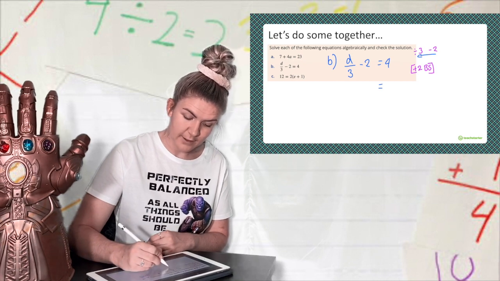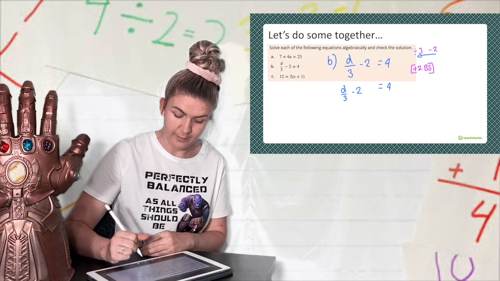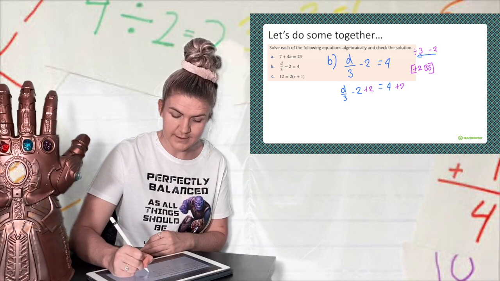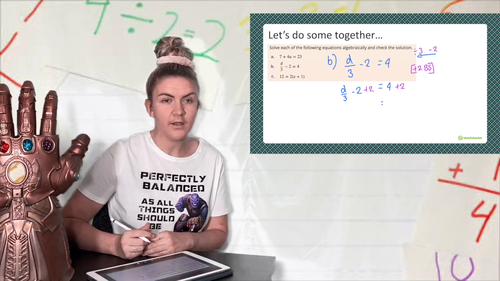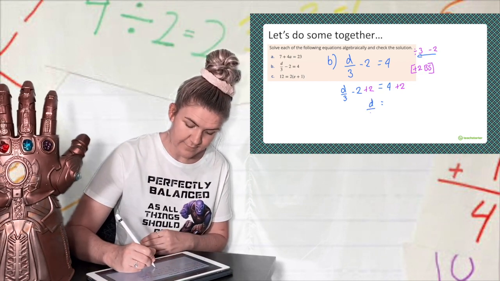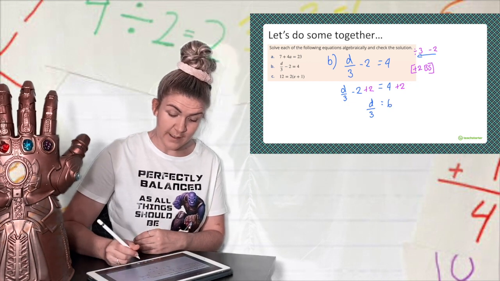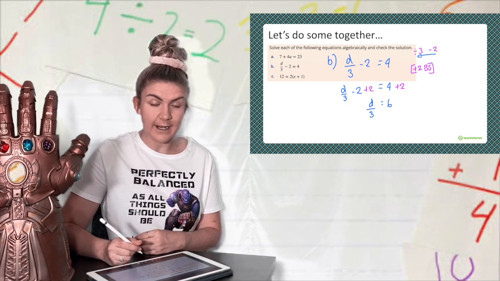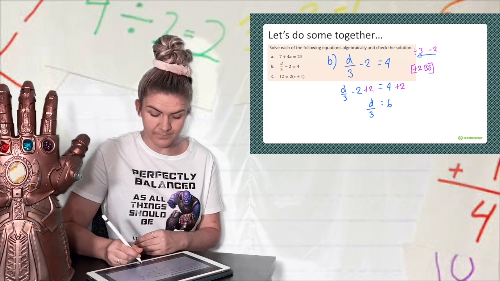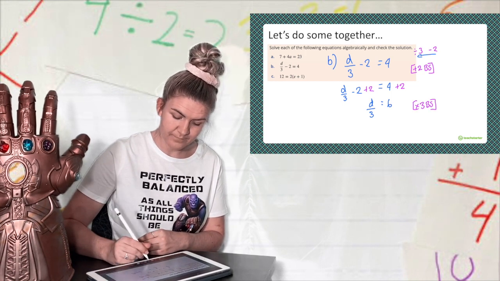I'm going to write out the equation, and I'm going to add in my new operation, plus 2, plus 2. Take 2 plus 2 cancels, so all I have left is d divided by 3, and 4 plus 2 is 6. So now I've gotten rid of the take 2, now I need to get rid of the divide by 3. The opposite of divide by 3 is times by 3 on both sides.